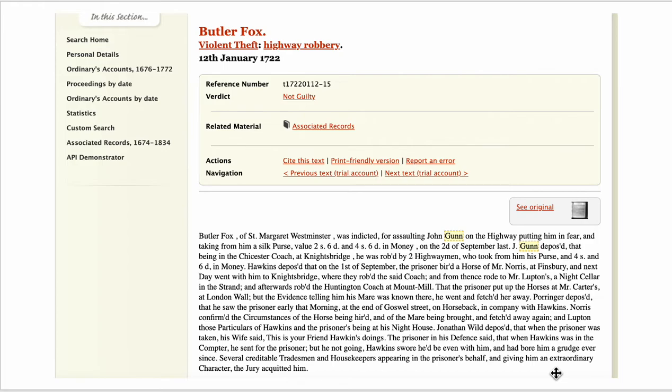So it's absolutely fascinating to find out about different crimes going all the way back to the 17th century at the Old Bailey. So that's a really interesting website to do some research, particularly if you're interested in the history of crime and punishment in the UK in that period.